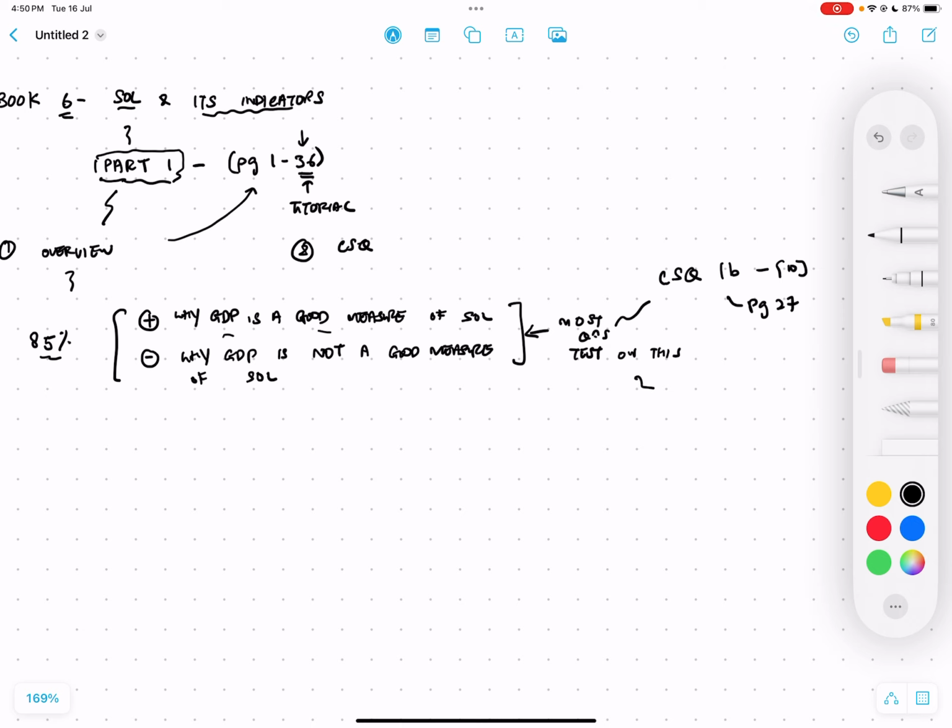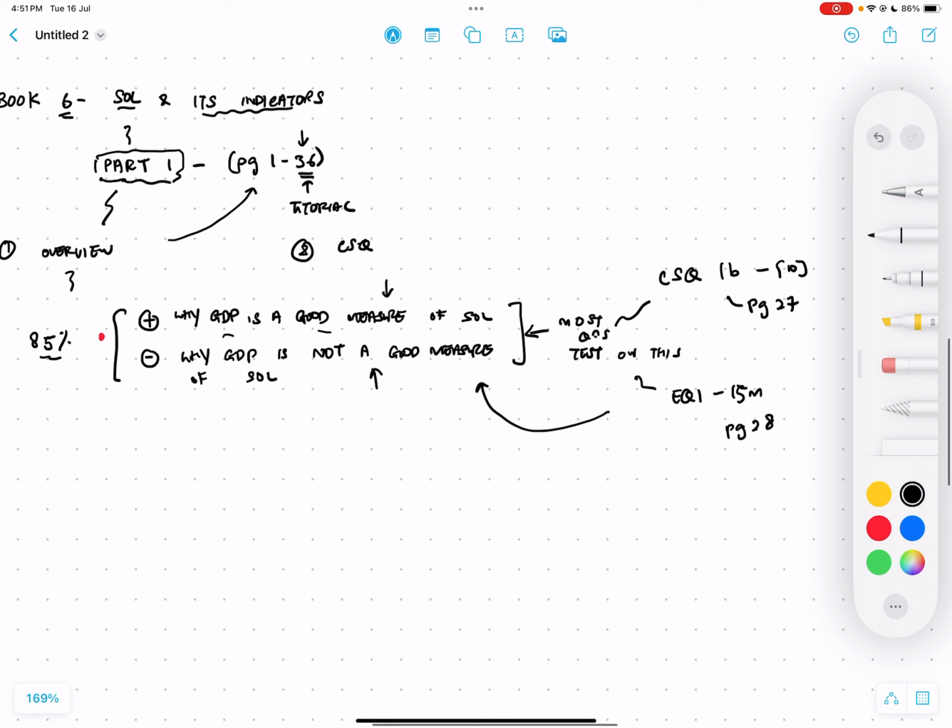That tests you on why GDP is a good measure, and why GDP is not a good measure of SOL. The second one is essay question 1, where there's only one question, the 15-mark question on page 28. That essay question also tests you on this. So you can see that most of the questions center around this red color point. Of course there are variants. When we go to J2, I'll tell you about the variants. So 85% of pages 1 to 36 talks about these two things: why it's a good measure and why it's not a good measure of living standards.